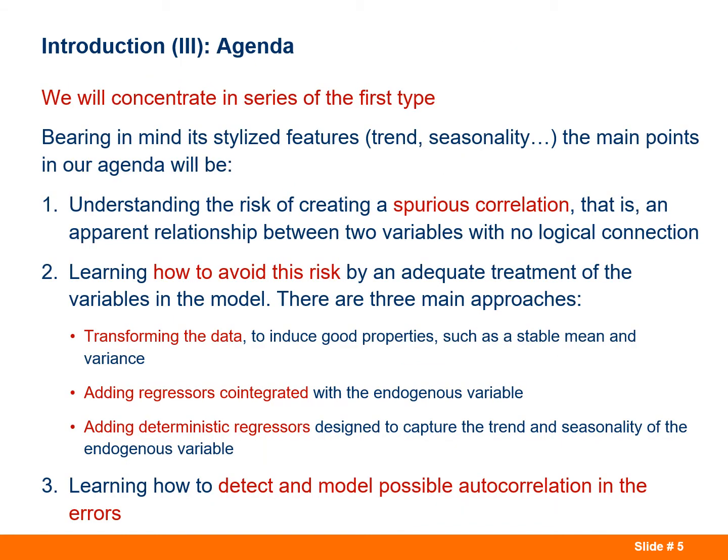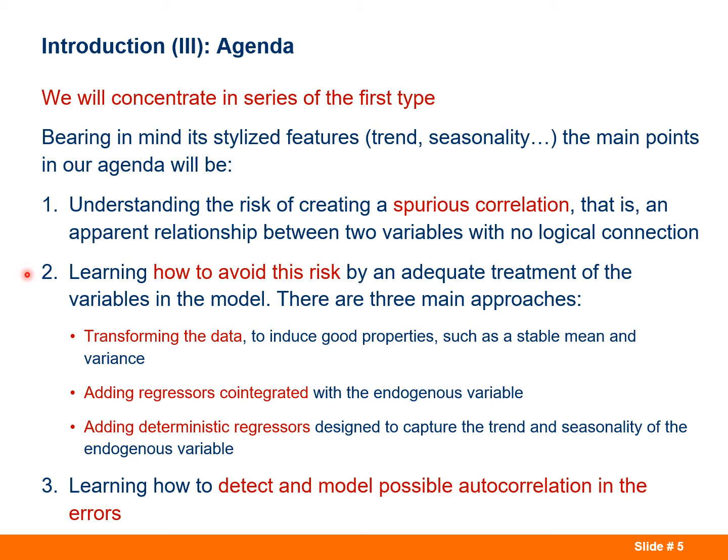Now, let us discuss our agenda. We'll concentrate on time series of the first type, that is, low-frequency time series. Bearing in mind their stylized features, that is, trend, seasonality, variability, and so on, the main points will be, first of all, that there is the risk of creating a spurious correlation when we are relating variables of this type. A spurious correlation is an apparent relationship between two variables with no logical connection. Second, we will learn how to avoid this risk by an adequate treatment of the variables in the model.